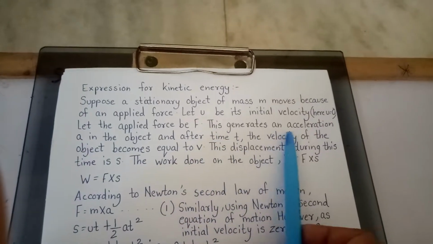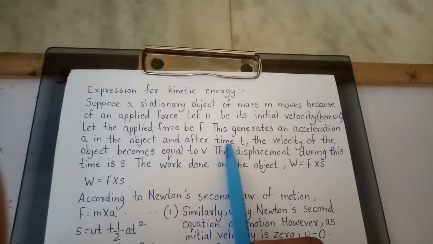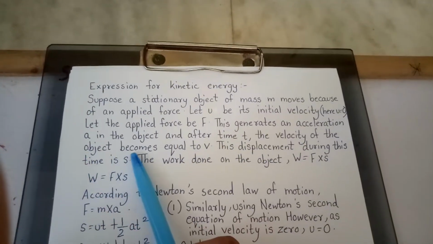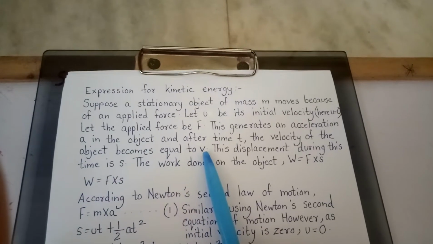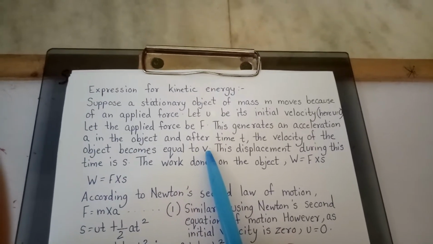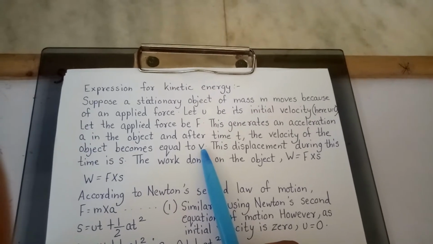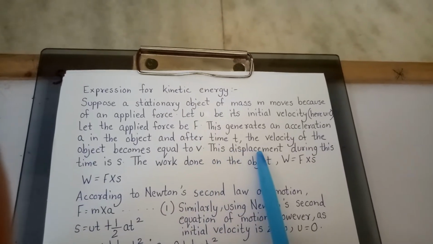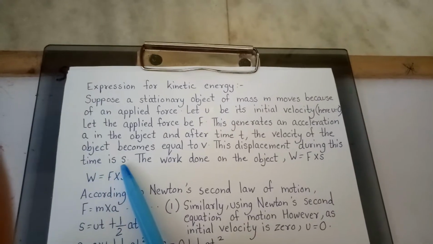This generates an acceleration a in the object, and after the time t, the velocity of the object becomes equal to v. That is the final velocity. u was the initial velocity, that is, the starting velocity. v is the final velocity. The displacement during this time is s.